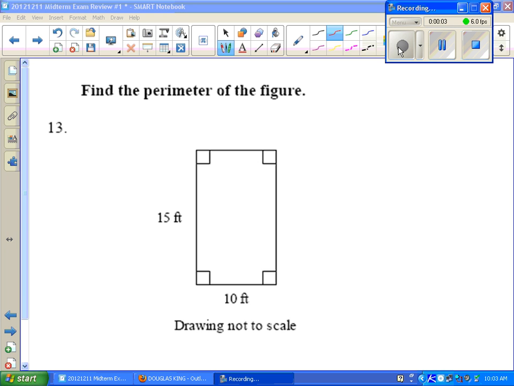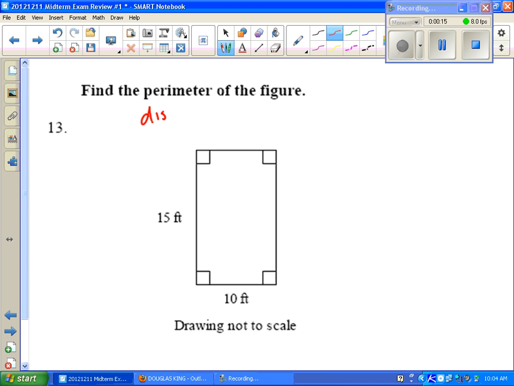Okay, this is our midterm study guide. This will be part 2. Starting out at number 13, it says find the perimeter of the figure. Perimeter is the distance all the way around. It's not the distance halfway around, it's the distance all the way around.